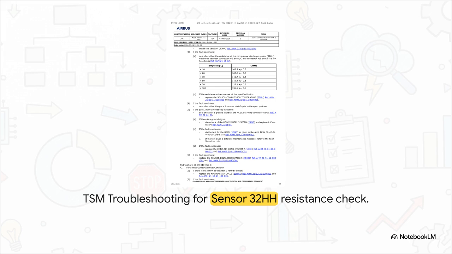Because intermittent faults are so hard to detect, technicians have to perform a highly specific resistance check. They measure the ohms across specific pins at different temperatures to see if the sensor's internal wiring has degraded. If the resistance values fall out of these extremely tight specified limits, the sensor is officially condemned and has to be replaced right then and there.